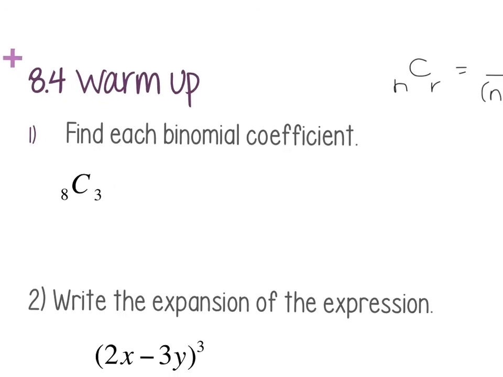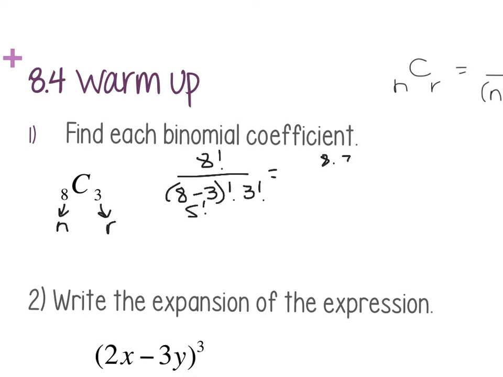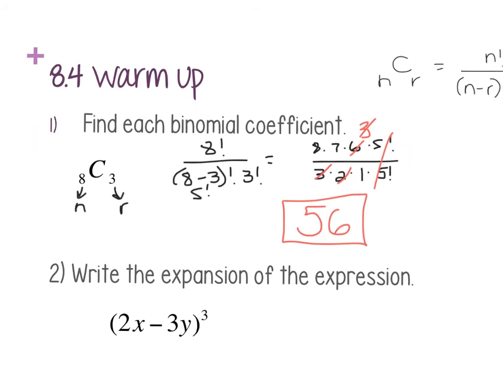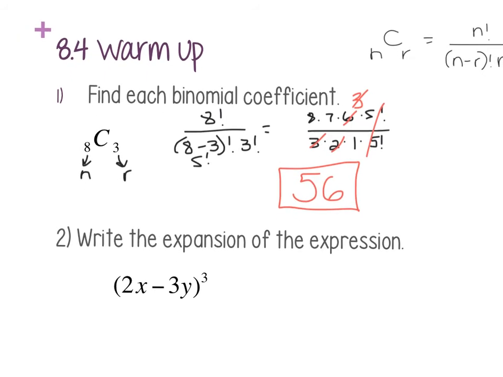So with number 1, it says find each binomial coefficient. Your n is on the left, your r is on the right. So this would be 8 factorial over (8 minus 3) factorial times 3 factorial, or 8 factorial over 5 factorial: 8 times 7 times 6 times 5 factorial over 5 factorial, and then 3 times 2 times 1. The 5 factorials are going to cancel out. 2 goes into 6 3 times, and then 3 and 3 cancel, and I get 8 times 7, which is 56. That would be the binomial coefficient.